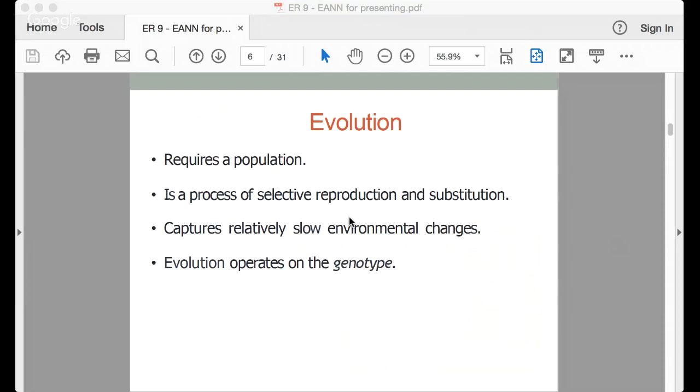Evolution requires a population, often geographically distributed population that displays some variability. Evolution is a process of selective reproduction and substitution. It captures relatively slow environmental changes. I mean, over several generations. Evolution operates on the genotype, which is the genetic specification of an individual.